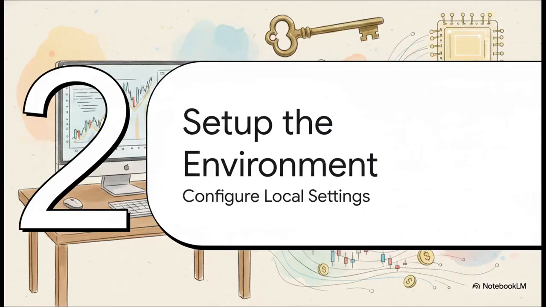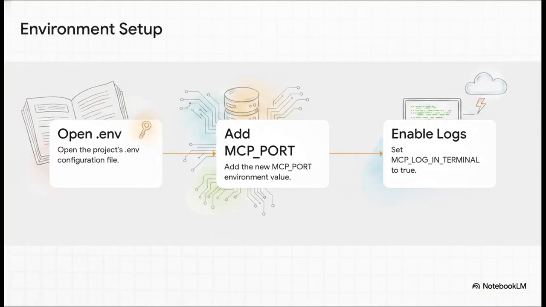Moving right along, Section 2, setting up the environment. Think of this phase as giving your new digital intern their own desk and handing them the keys to the building. To get the Jessie framework talking to the AI, we've got to configure our local environment variables. First step, crack open your projects.env file. Inside, you just need to ensure two specific values are there. You're going to add the MCP_port variable, and then make sure you set MCP_log_n terminal to true. This simple, action-oriented text edit is exactly what exposes your local trading server so the AI can securely communicate with it. It's the foundation for everything we're about to do.